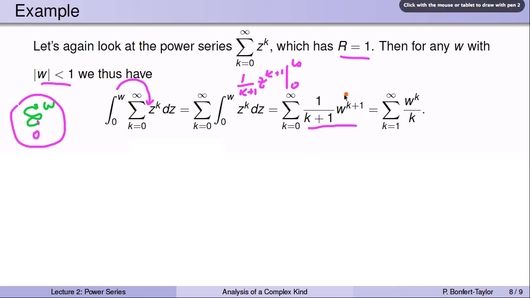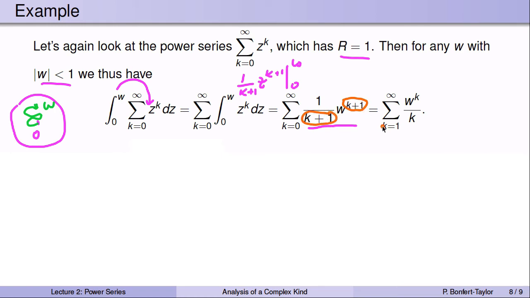We can now do a shift of the index of summation again, as we did on the previous page. We notice we're summing from k equals 0 to infinity, but if we look at these exponents here of w, they start at 1, then 2, then 3, all the way through infinity, and that 1 over k plus 1 is the exact same number.